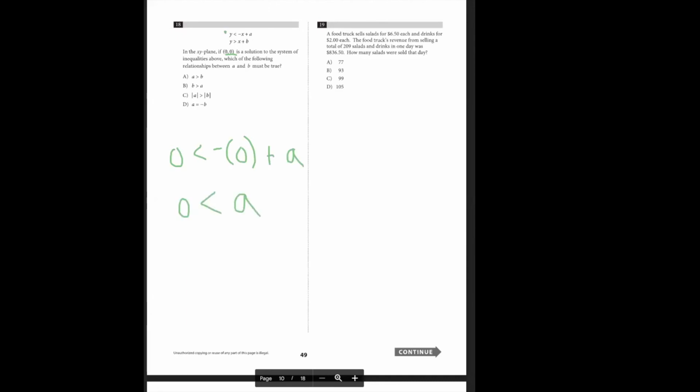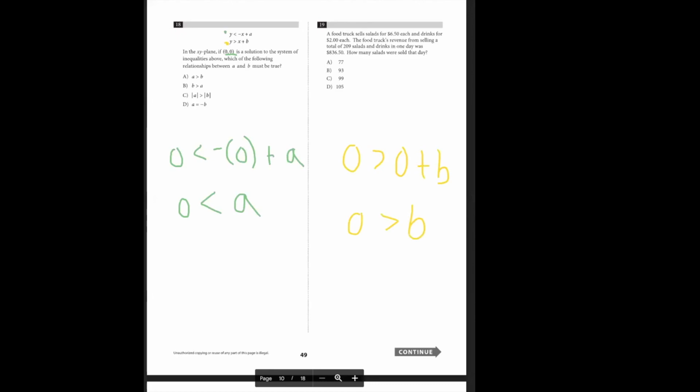Now let's try plugging it into the second one, because that also works. It's telling us it's a system of inequalities, so both inequalities support the solution (0, 0). When you plug in 0 here, you get that 0 is greater than B.